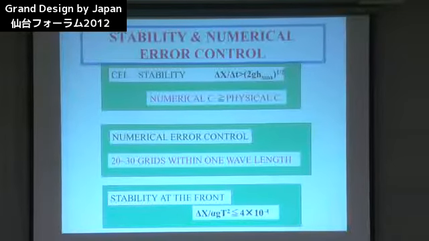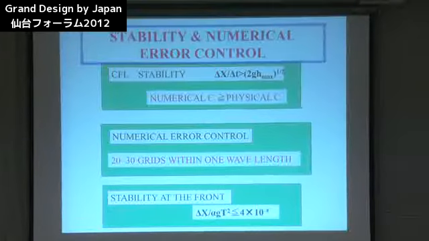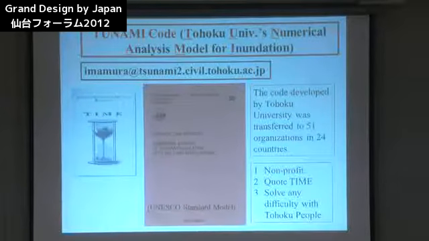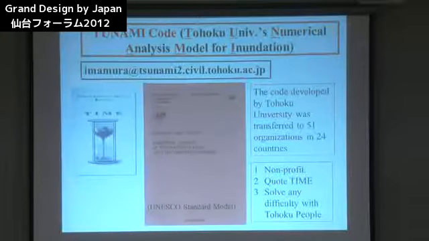So when we would like to have exact solutions, we need several conditions, this kind of conditions. We established these conditions, and our tsunami code is this tsunami code. We don't need the S here. Usually we use tsunami TSU, but this tsunami code doesn't have the S because it is the abbreviation of Tohoku University numerical analysis model for inundation.